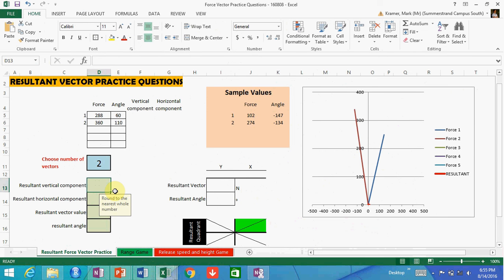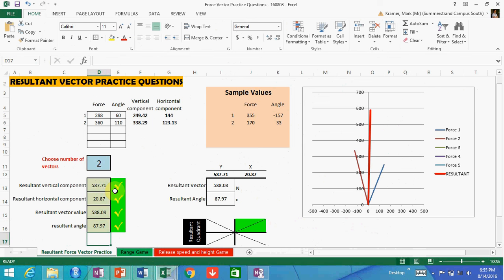Okay, so the resultant vertical component we said was 587.71. The resultant horizontal component we said was 20.87. The resultant we said was 588.08, and the angle we said was 87.97. Remember, all your answers have to be to 2 decimal places. Once you press enter, it's going to tell you whether you're right or not, and it's going to draw it out for you. It's going to tell you what the y component, x component, resultant vector, and angle should have been.